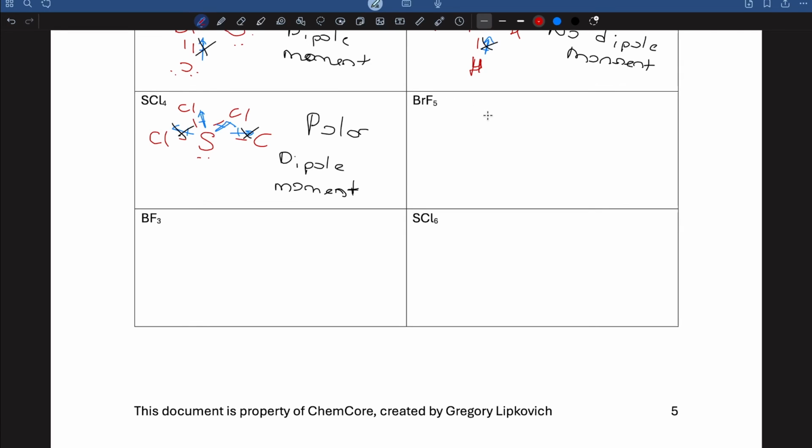Bromine pentafluoride, I think is the name, is going to be looking like this. Kind of like a star, almost like sulfur, with a lone pair. And each fluorine also has a lone pair.